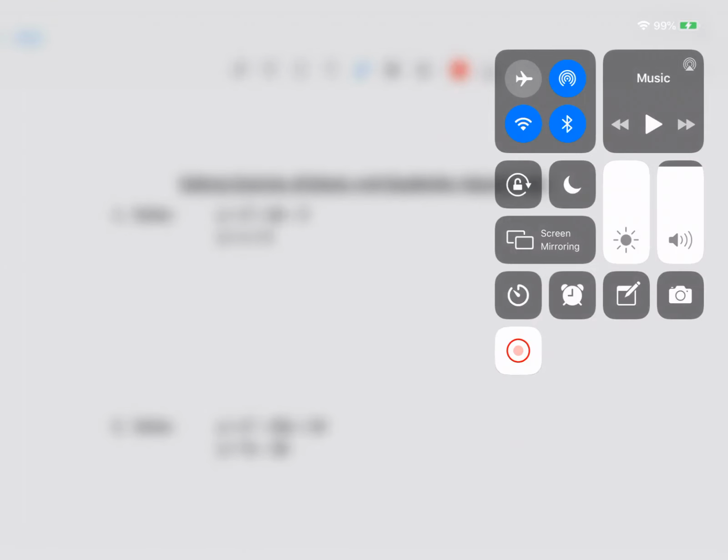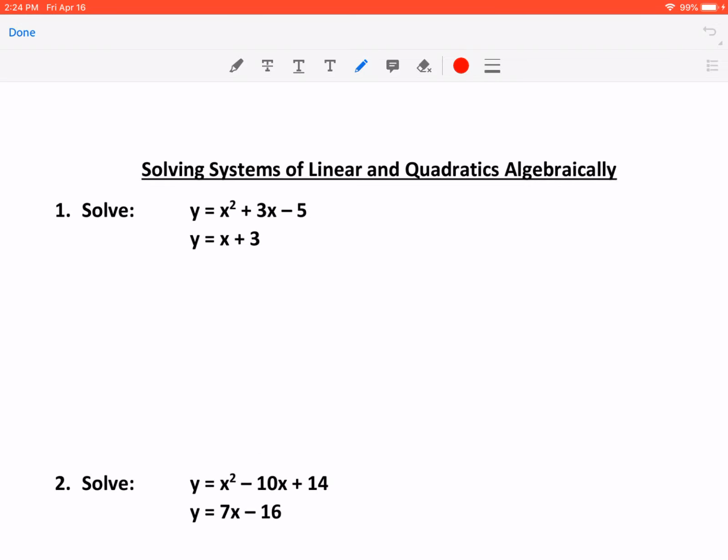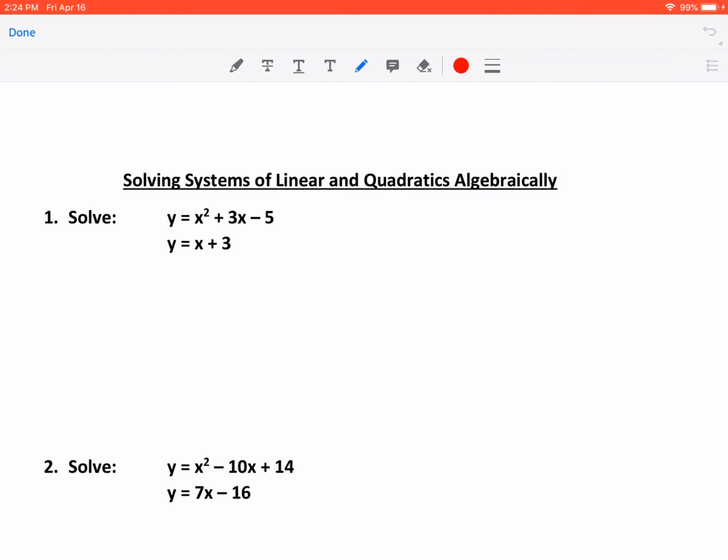Okay, these are the notes for solving systems of both linear and quadratics, and we're going to do this algebraically. For today, we're doing this by hand, and it's not really all that difficult. All you're going to do is substitute one in for the other, turn everything into a trinomial, factor it, and then find the two solutions.